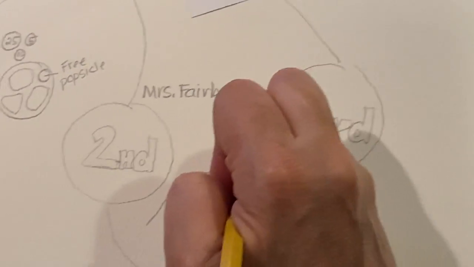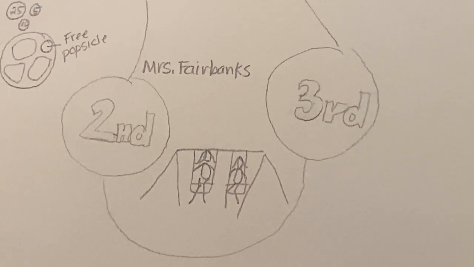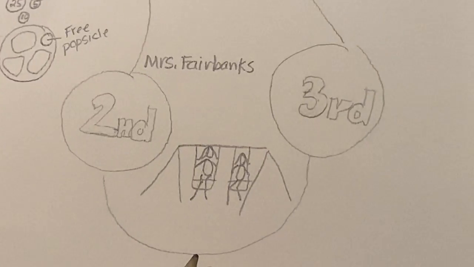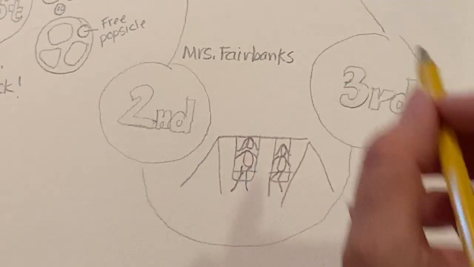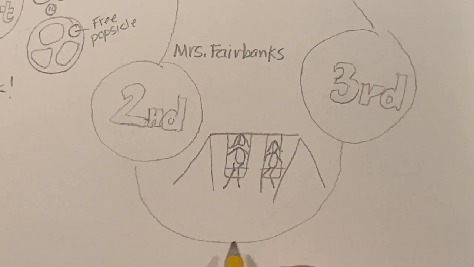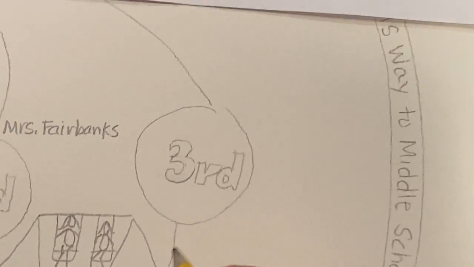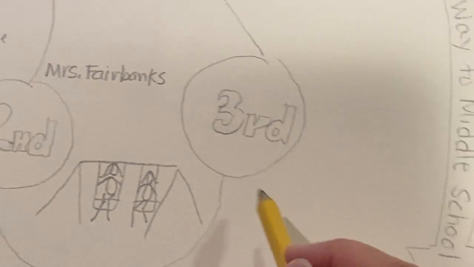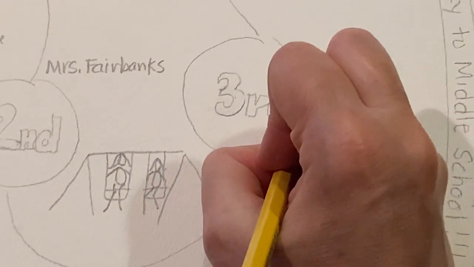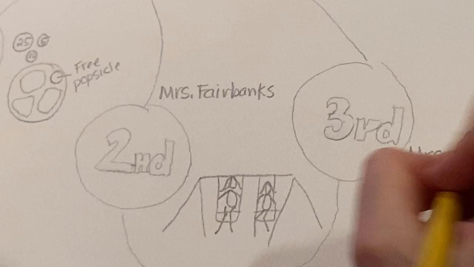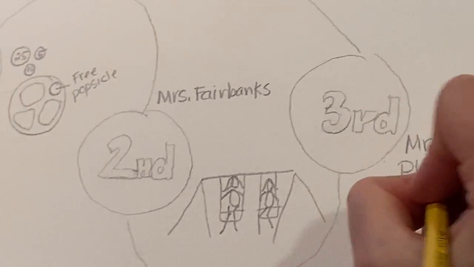Okay. All right. So there's me and my friend on the swings, and then like the school carnival. I have to think about what to draw for the school carnival. Maybe I'll do a picture of the dog that I won. Okay. Third grade. My third grade teacher was Mrs. Phelan.